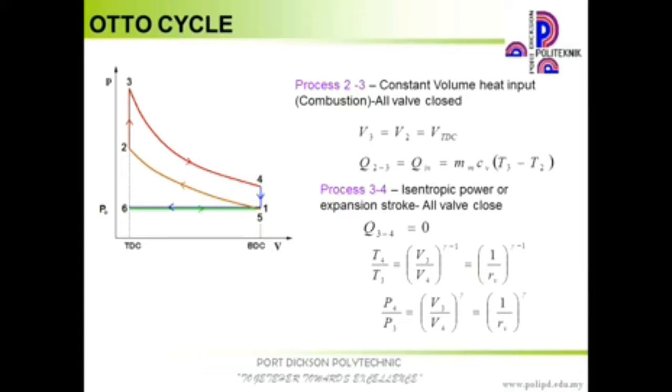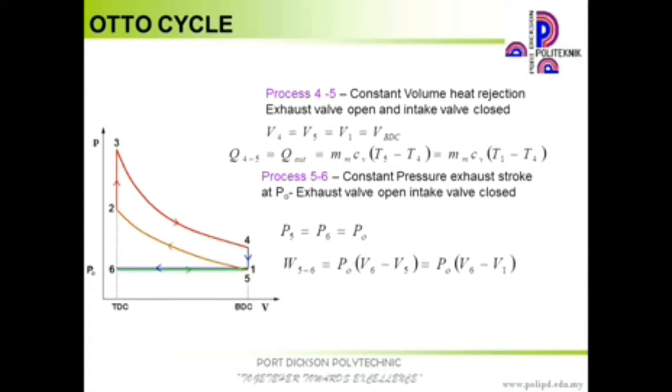Process 3-4: Q34 equals 0. T4 over T3 equals 1 over rv to the power of gamma minus 1. P4 over P3 equals 1 over rv to the power of gamma. Process 4-5: V4 equals V5 equals V1 equals V_BDC. Q45 equals Q out equals m Cv times (T5 minus T4), or m Cv times (T1 minus T4).